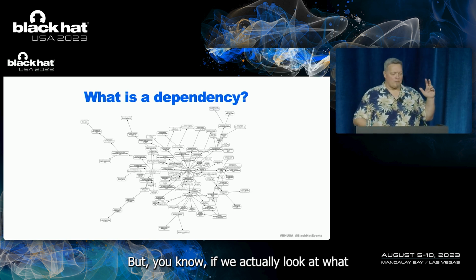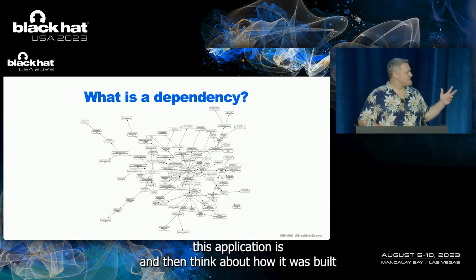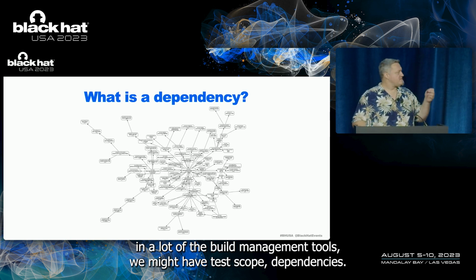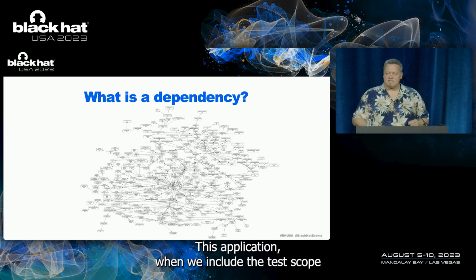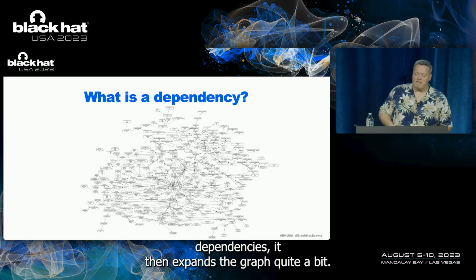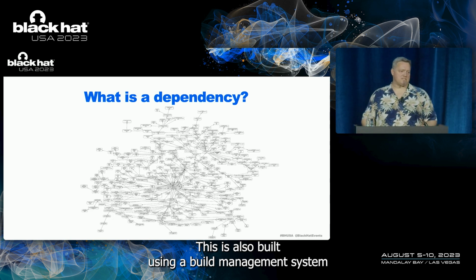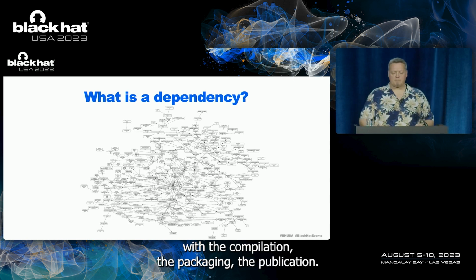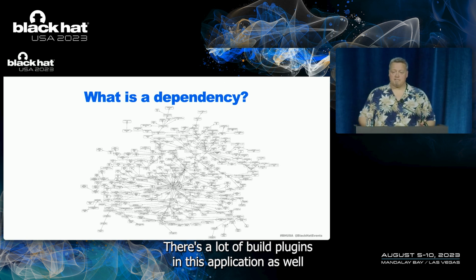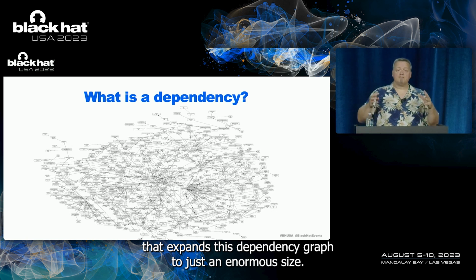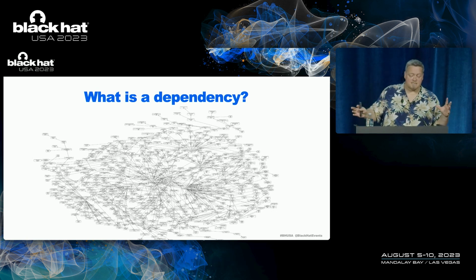if we actually look at what this application is and then think about how it was built, in a lot of the build management tools, we might have test scope dependencies. This application, when we include the test scope dependencies, that expands the graph quite a bit. This is also built using a build management system that has plugins that do anything from code generation to helping with the compilation, the packaging, the publication. There's a lot of build plugins in this application as well. That expands this dependency graph to just an enormous size.